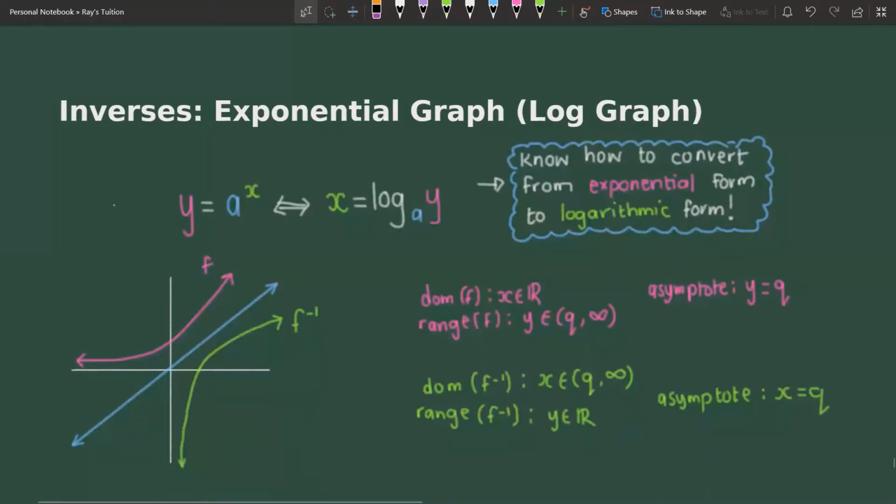Hello everybody, and welcome to this video on functions. In this video, we will be looking at the inverse of an exponential graph. Now, the inverse of an exponential graph has its own name. It's called a log graph.